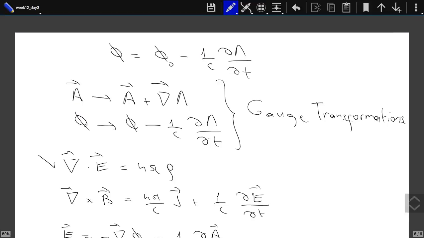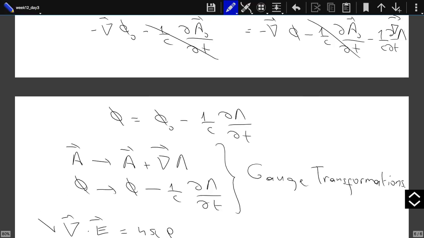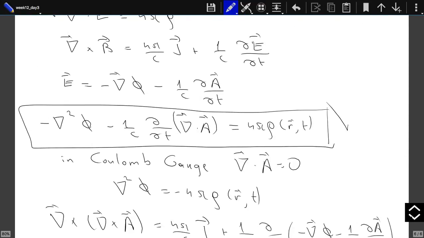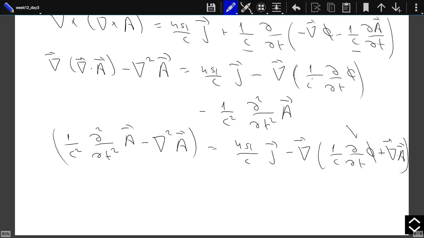You see, for a given E and B field, there are infinitely many A and phi potentials. Each one of them should satisfy this equation and also this equation. Rather than studying all of them, we can choose a particular one by imposing some additional conditions. And that condition we will choose is this one. This is called the Lorentz gauge.